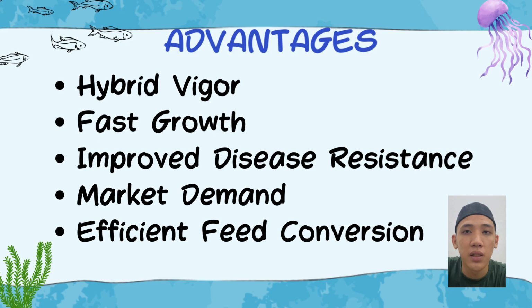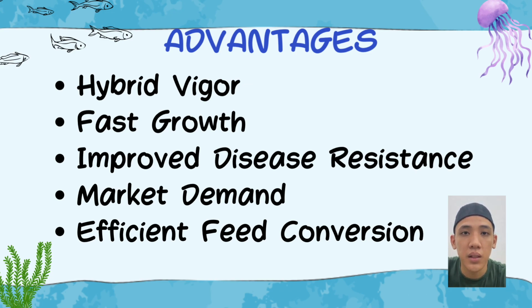The second one is fast growth. One of the primary goals of hybridization is to produce fish with accelerated growth rate, and this is crucial for the aquaculture industry as it allows farmers to harvest larger marketable fish in a shorter period, leading to increased production efficiency.